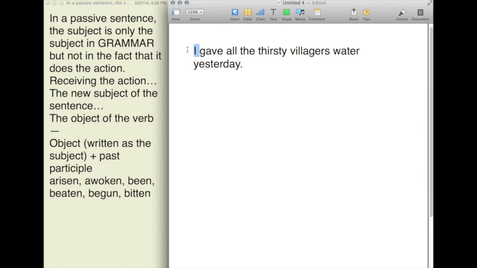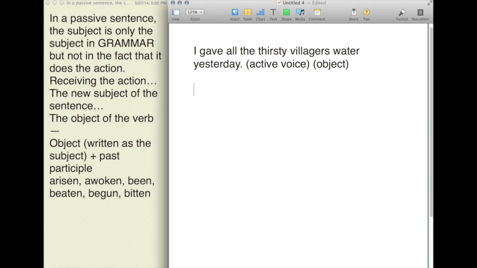Well, I is the subject and I gave something. So because I am doing some action, this is going to be an active voice sentence, right? Because I'm not receiving anything. I'm not getting any action. I'm not the object of any action. I'm doing something. So I gave all the thirsty villagers. The thirsty villagers are the objects. Okay, and I gave them what? I gave them water.